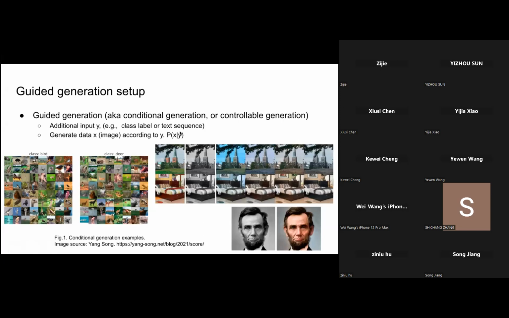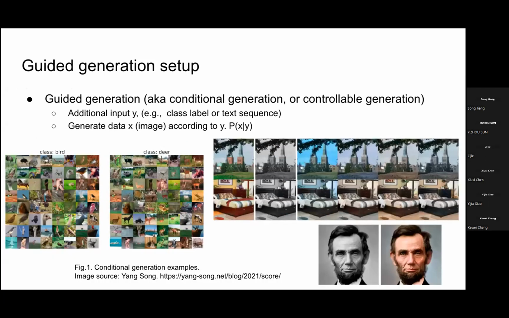Basically, the idea of guided generation, or what we call conditional generation or controllable generation, is that beyond the image, we also have an additional input y. This y could be a class label or a text sequence in the text-to-image generation task, and we generate the image or the data X according to this Y. This means we are trying to model the conditional probability P of X given Y instead of the marginal probability P of X. And that's conditional generation.